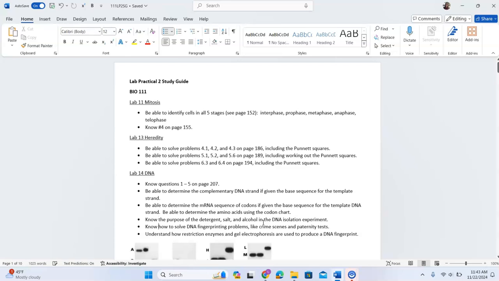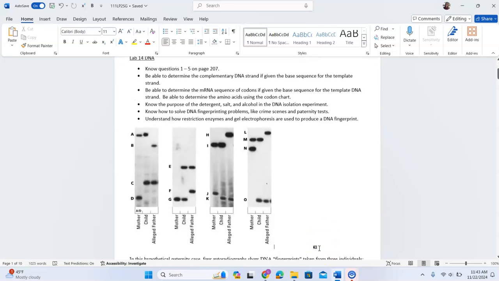Now, we've gone over this in class, but I'll just real quick go over it again with you. Make sure you can solve these problems. In the first problem, you have 4 different samples, but they're all the same individuals, the same mother, child, and alleged father. The only difference is you're seeing the banding pattern is different because even though it's the same DNA samples, it is different restriction enzymes that were used to cut those DNA samples.